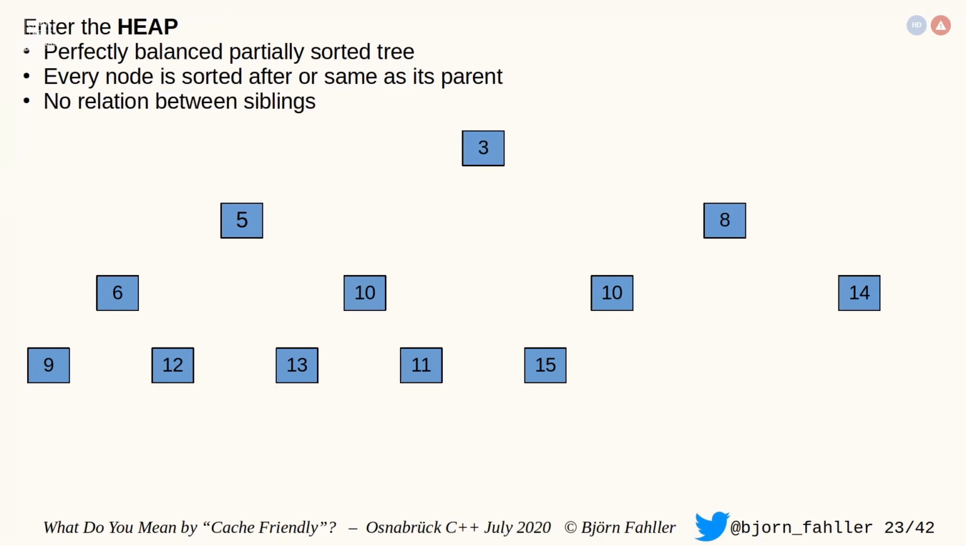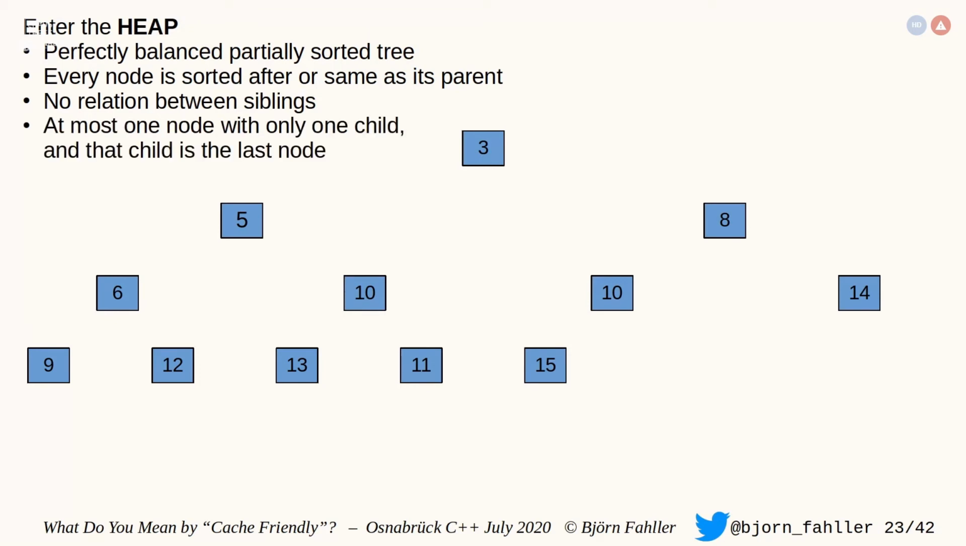So in this example, if you take the children of the root, the root is 3 and then its children are 5 and 8, we could switch place on 5 and 8 and it would be an equally valid heap that represents the same information. And then there is at most one node that has only one child, and that child then is the last node, and it's perfectly packed. There are no empty slots anywhere in this.